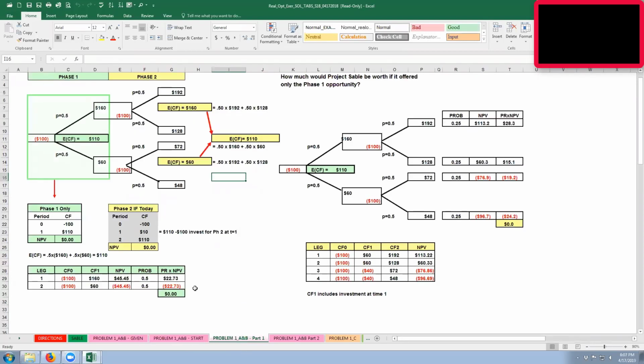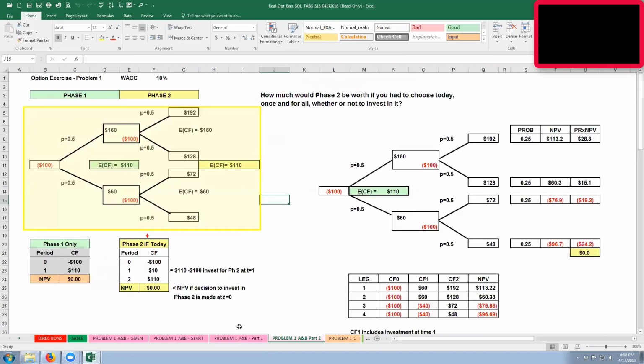So there's part 1. We're going to look only at phase 1. You invested 100. The expected value of the income was 50% of 160 plus 50% of 60, 110. So those were your two cash flows. Net present value was a 0 on that. Okay, that's if you only had phase 1.